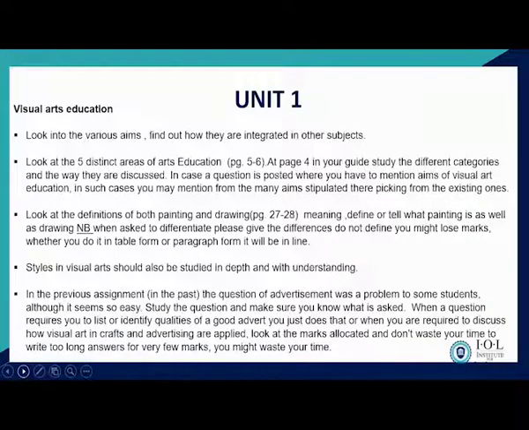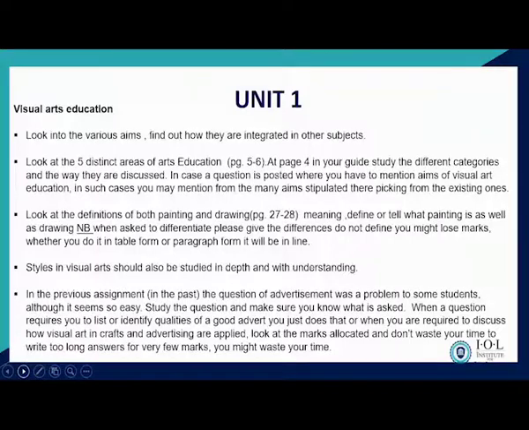Let's start with Unit 1, Visual Arts Education. Look into the various aims, find out how they are integrated in other subjects. Look at the 5 distinct areas of arts education. It will be okay if you look at the pages given, page 5 to 6. At page 4, in your study guide, the different categories and the way they are discussed.